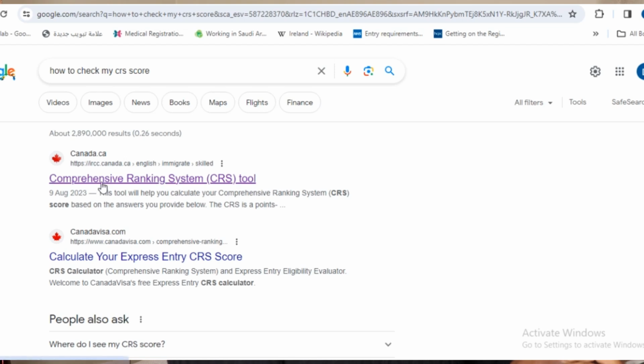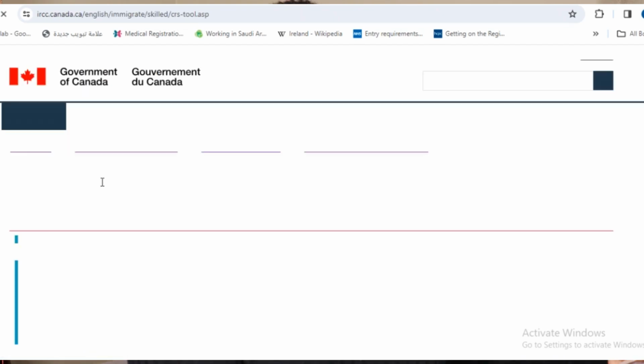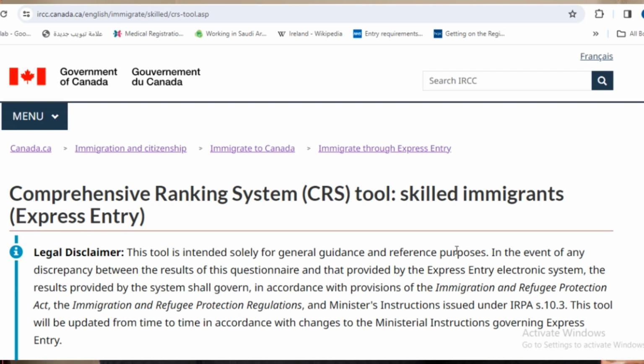To check your CRS score, all you need to do is go to Google search and type how to check my CRS score or calculate my CRS score. So here we are. I'm just going to search that. I'm going to click on the first one, Comprehensive Ranking System. And that's it here: Comprehensive Ranking System CRS for Skilled Immigrants, Express Entry. So I'm just going to scroll down.